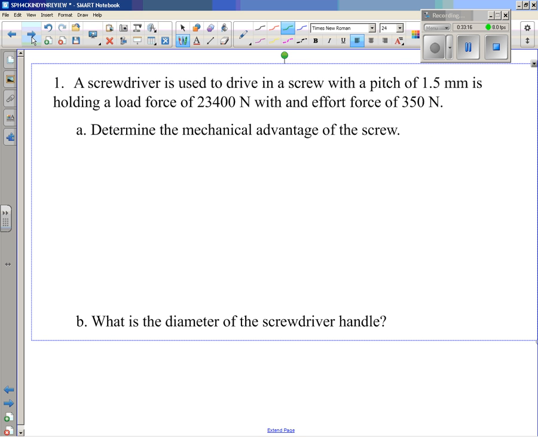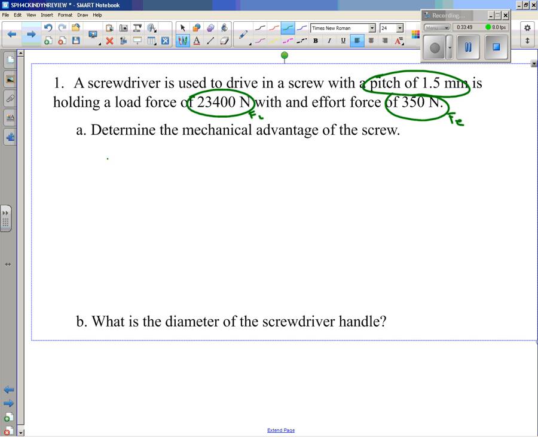A screwdriver is used to drive in a screw with a pitch of 1.5 millimeters. I don't know if you remember that, but this is a machine called the screw. The screwdriver drives in screws. It's holding a load force of 23,400 newtons with an effort force of 350 newtons. So I've got my FE and my FL. I've got my pitch.